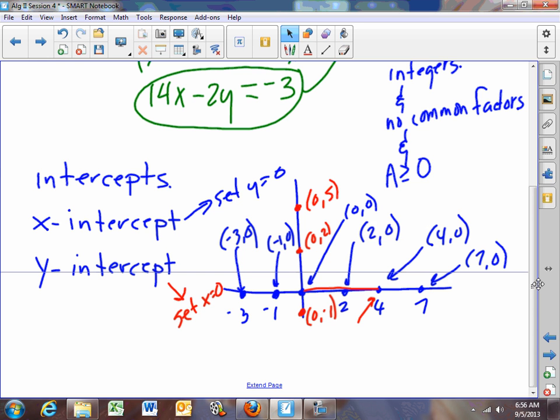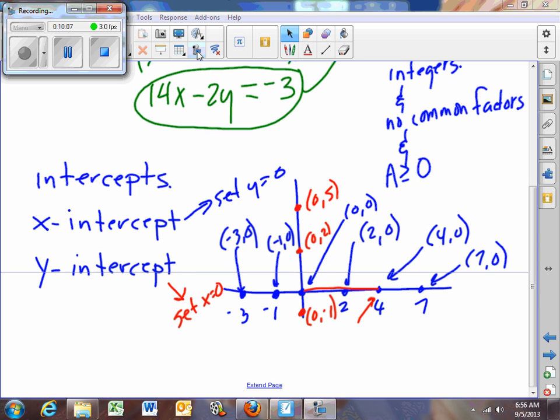So to find the x-intercepts, you'd put y equals 0 in the equation and solve for x. To find the y-intercepts, you would put 0 in for x and solve the equation for y. And we're done.